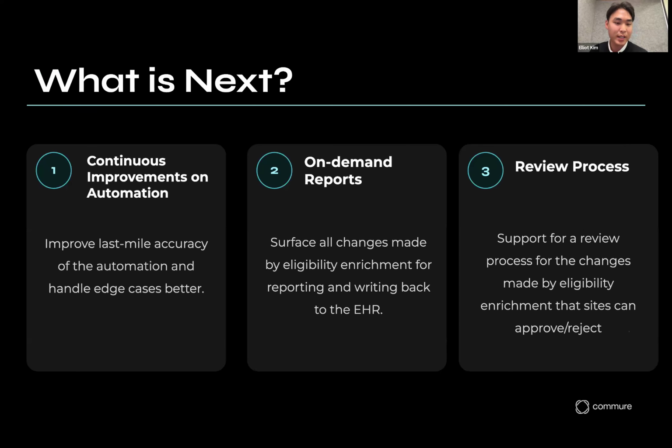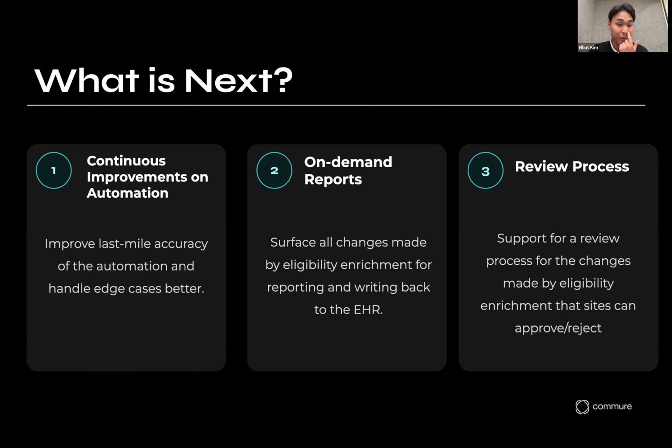So where is this headed next, and what are the next steps? First, we are continuing to sharpen the automation. As we've seen in the numbers, we expect them to only go up, because eligibility enrichment has only been rolled out to all sites for a couple of months, and we've been consistently finding more ways to improve. So, improving that last mile accuracy and expanding the edge cases we might have missed, and payer plan scenarios that we can resolve fully on our own, so even fewer claims need to hold and review.